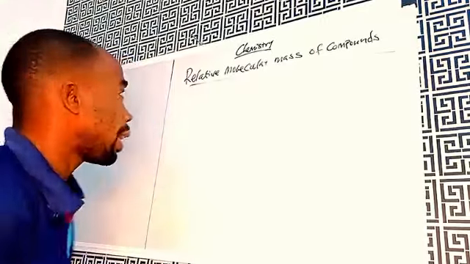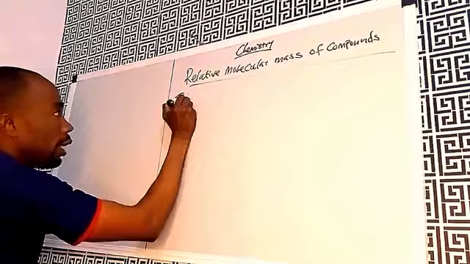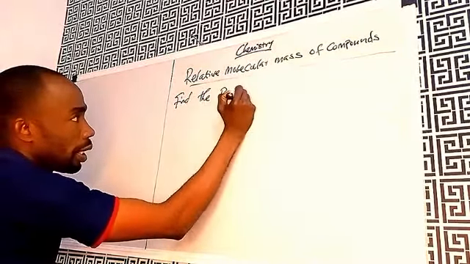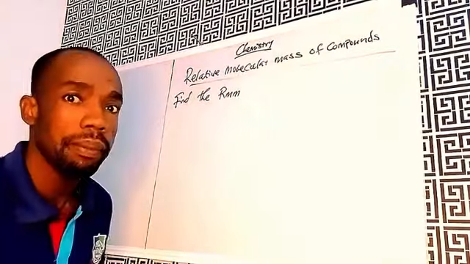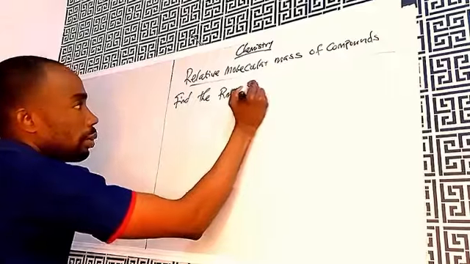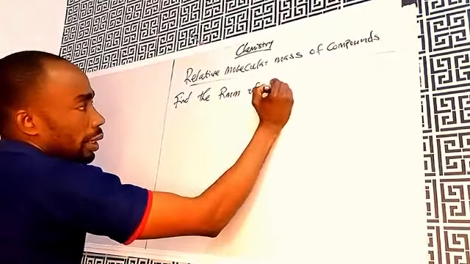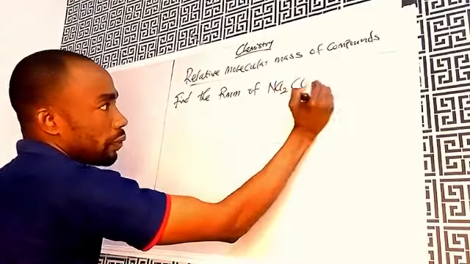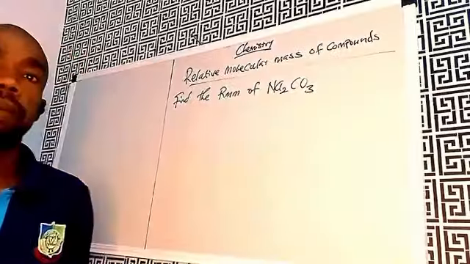Okay. So let's look at a question like this. Let's say find the RMM, that's relative molecular mass, for me. You can call it formula mass. Okay. So relative molecular mass of, let's say, sodium trioxocarbonate 4. Sodium trioxocarbonate 4.